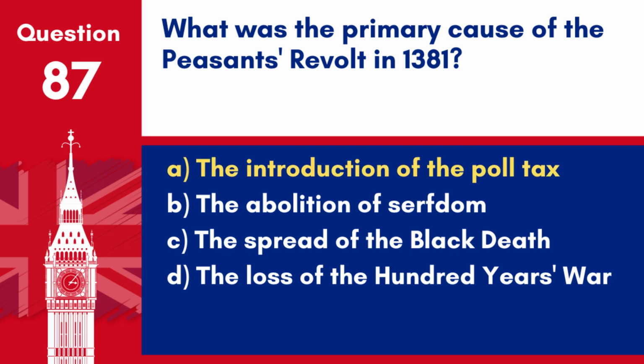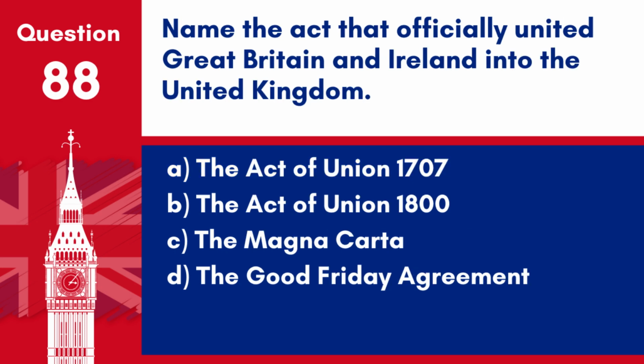Answer. A. The introduction of the poll tax. The primary cause of the peasants' revolt in 1381 was the introduction of the poll tax. Question 88. Name the act that officially united Great Britain and Ireland into the United Kingdom.